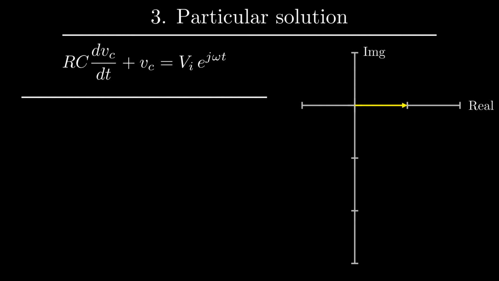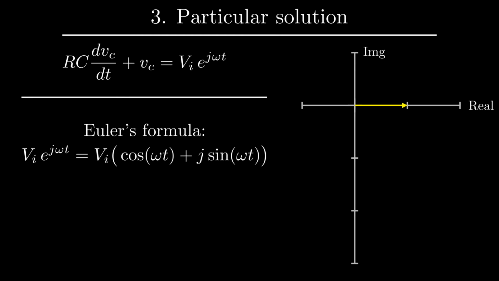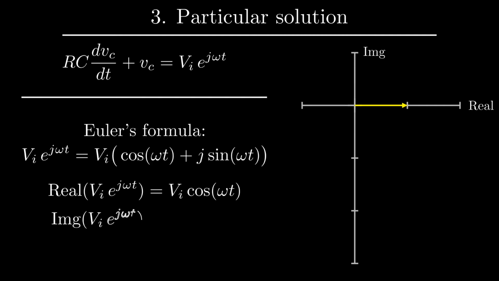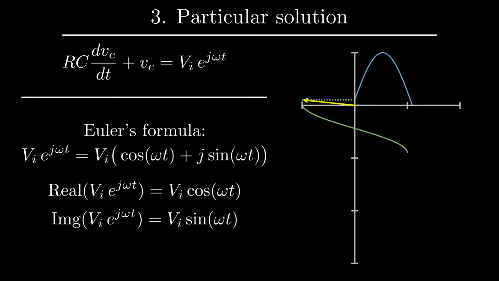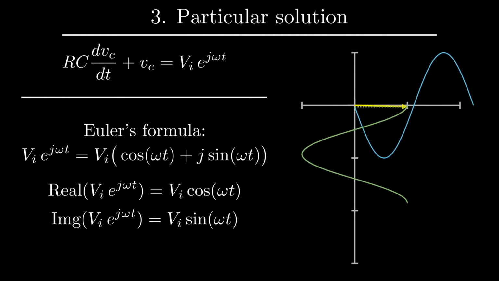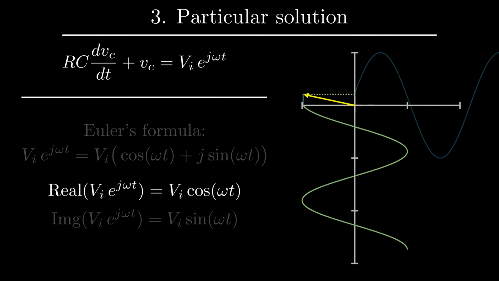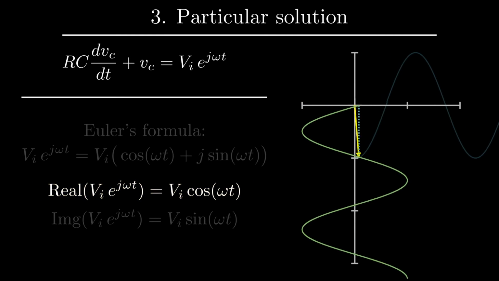Here's a complex input Vi e power j omega t represented as an arrow on the complex plane. As time increases, it rotates about the origin. According to Euler's formula, we know that e power j omega t can be written as cos omega t plus j sin omega t, namely the real and imaginary parts. But note that when we look at the real part, it's exactly our cosine input.